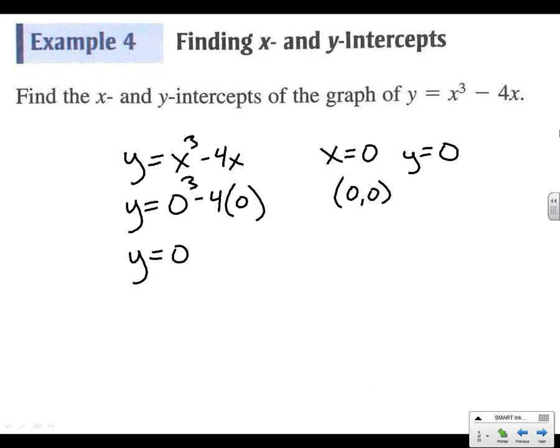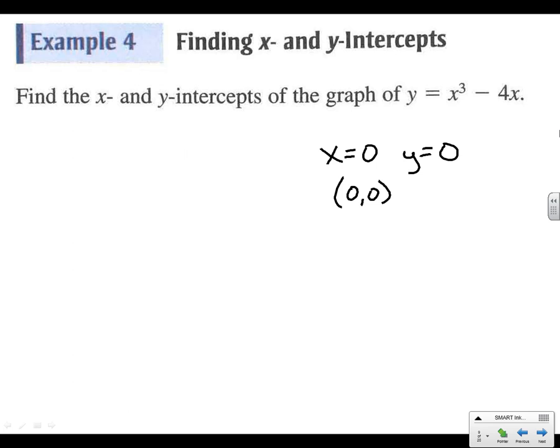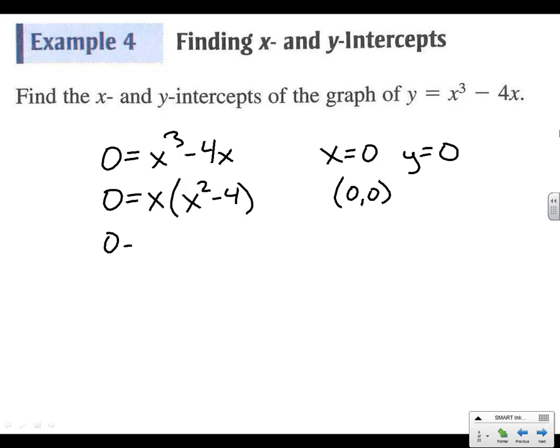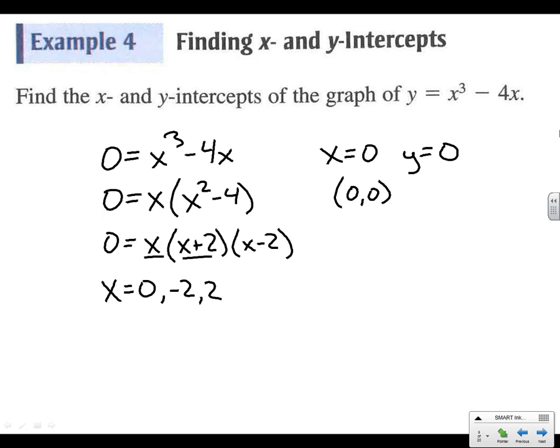Now we have to do one that's a little trickier, and that's going to be making y 0. So y becomes 0. Our job is to figure out x. We can factor an x out. We're left with x squared minus 4. We can then factor x squared minus 4 into x plus 2 and x minus 2. And so now we have 3 answers here. x equals 0 from this one, x equals negative 2 from this one, and x equals positive 2 here. So if y equals 0, x equals 0, negative 2, or 2.